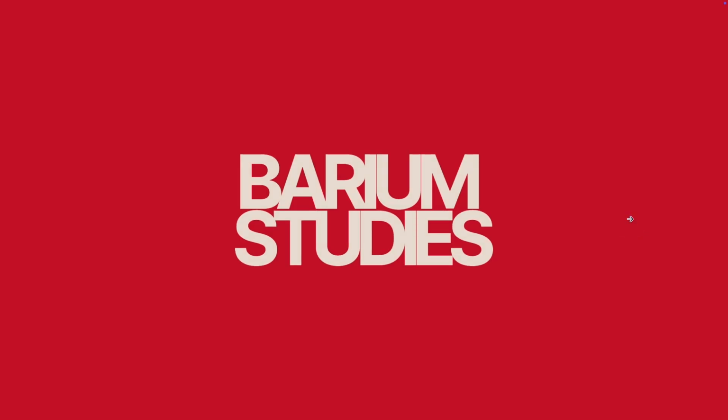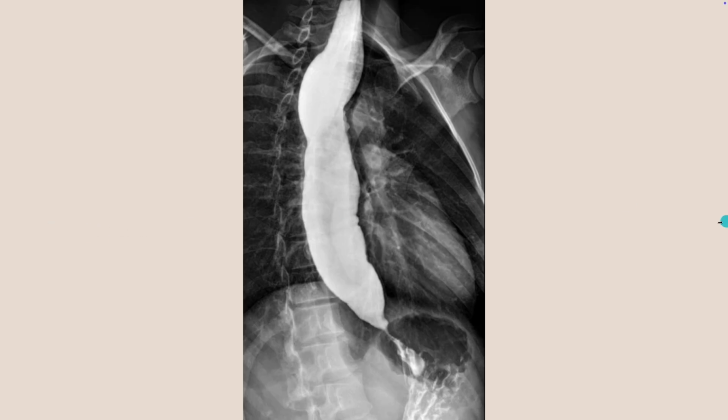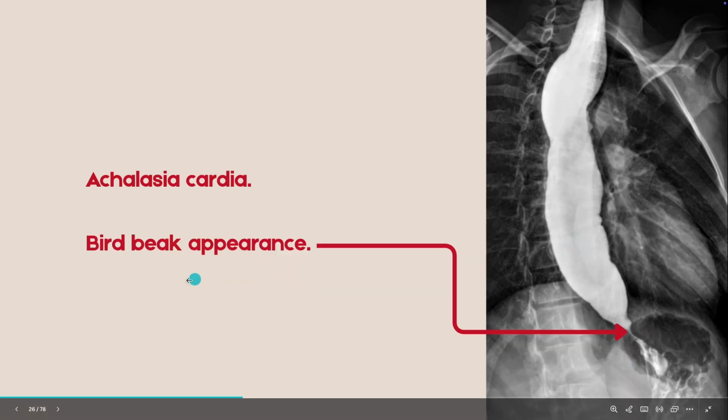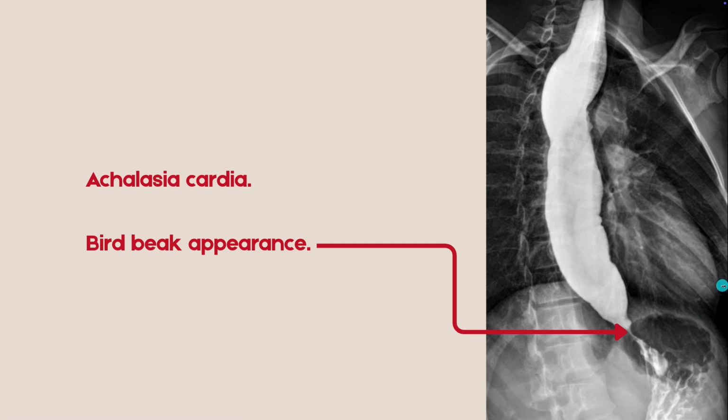Okay. So barium studies, these are probably the most annoying, but they're pretty easy if you know what you're looking for. So what is this? You have a dilated esophagus, which is ending in a very thin line. This is known as a bird beak appearance, which is commonly seen in achalasia cardia, where the lower esophageal sphincter cannot relax.